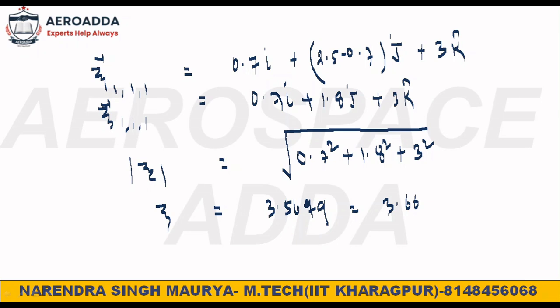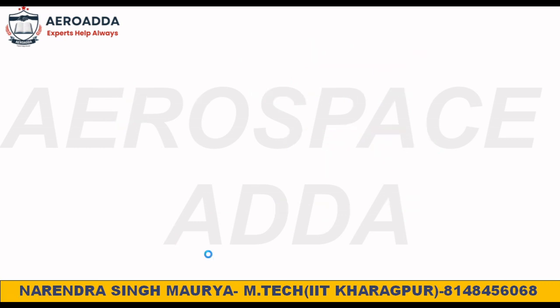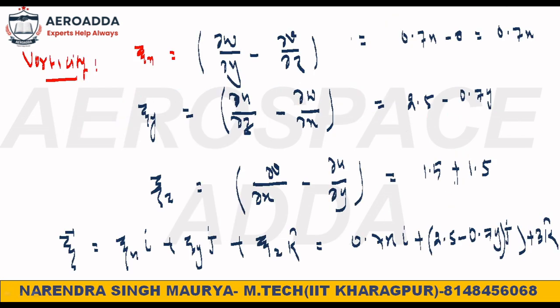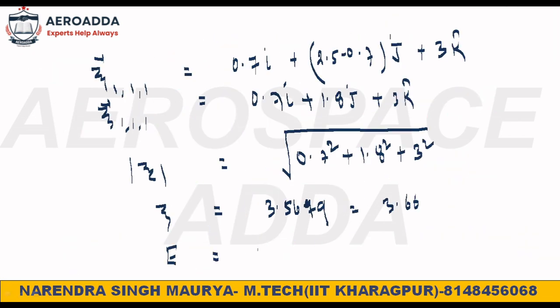Yes, sir. But sir, 12.16 दिखा रहा है सर, ऑनलाइन देखे थे सर. अच्छा ठीक है, तो they are asking the enstrophy, which is nothing but square of vorticity. Now उसका जो वैल्यू आया उसका स्क्वायर करो. 12.73 आ रहा है सर.